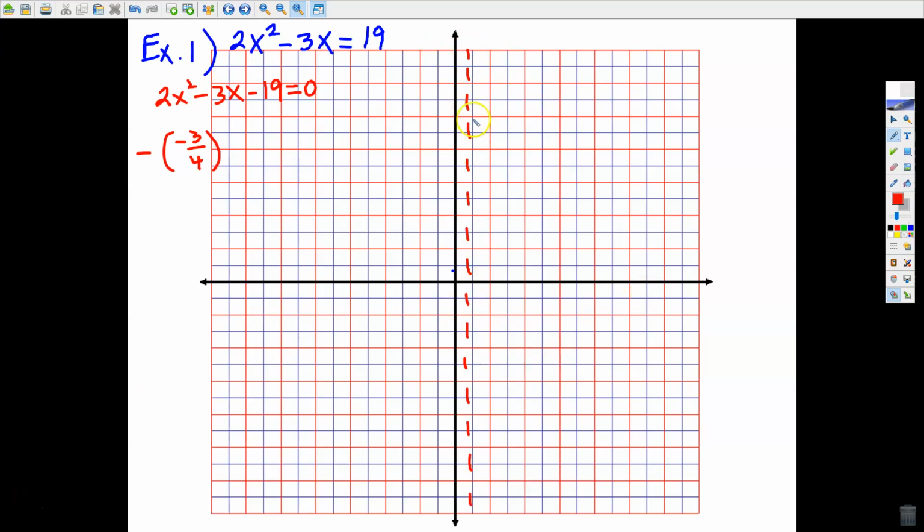And now we're going to find the vertex, which is on that x equals 3/4 line. And we do that by plugging 3/4 in for x. And so if you've got your calculator, hopefully you do, if you like, you can make 3/4 be 0.75.